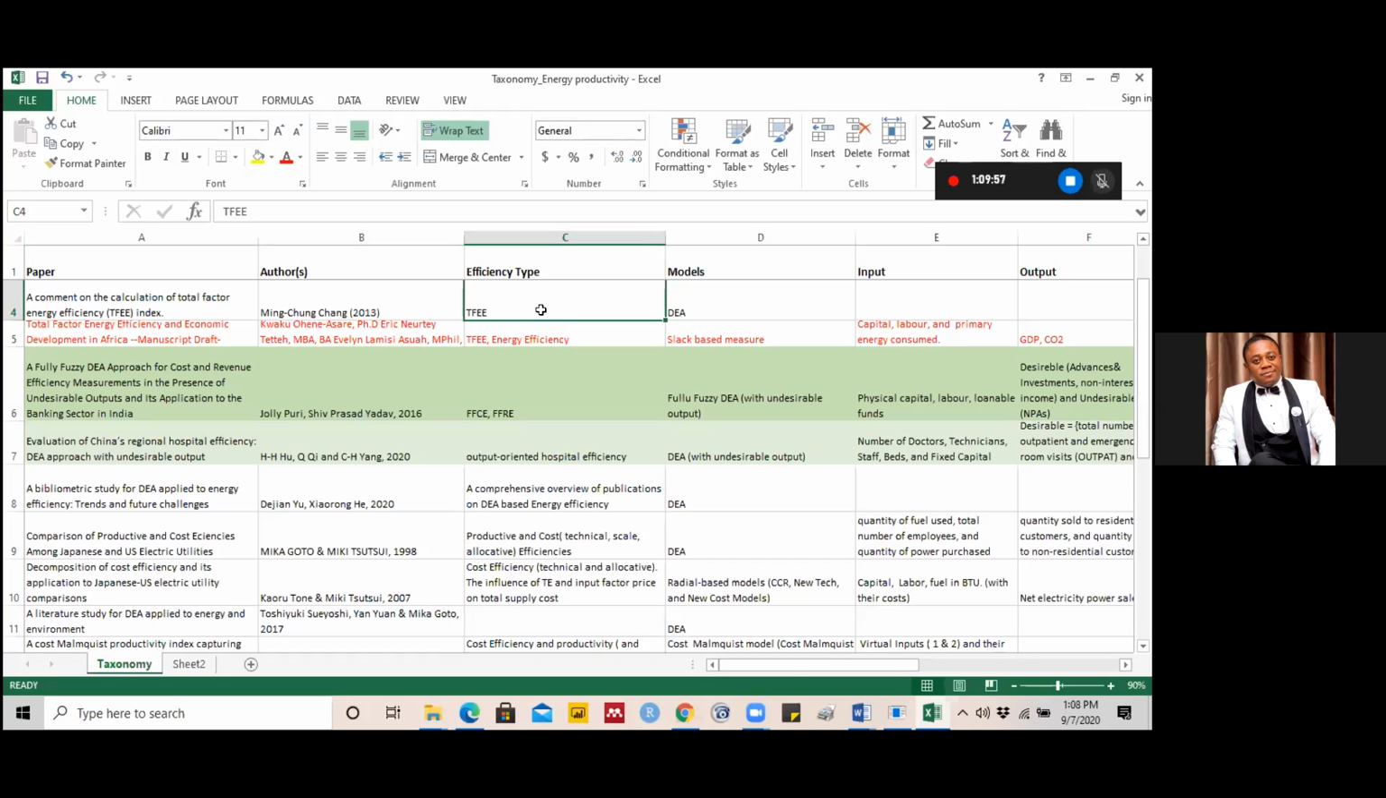And then when it comes to the productivity section, normally it's one of these two. Either you're talking about MPI or CMPI, that is Malmquist or cost Malmquist. So the types of efficiency or productivity is indicated there. So, efficiency or productivity type.